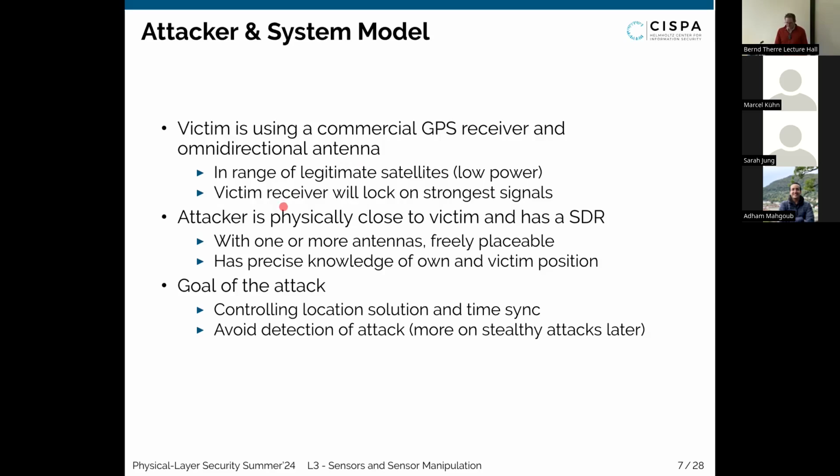I mentioned this already. The attacker is then physically close to the victim, has, for example, a software-defined radio, which essentially allows the attacker to send out arbitrary signals, for example, GPS signals. And then the attacker might have one or more antennas to send out the GPS spoofing signals. The attacker knows how to generate GPS signals. It has precise knowledge of its own location and the victim position, for example.